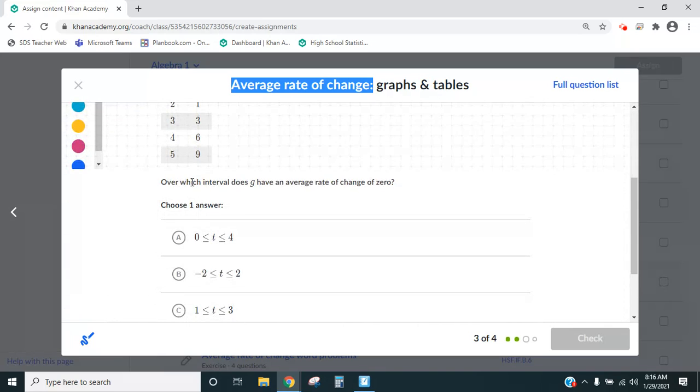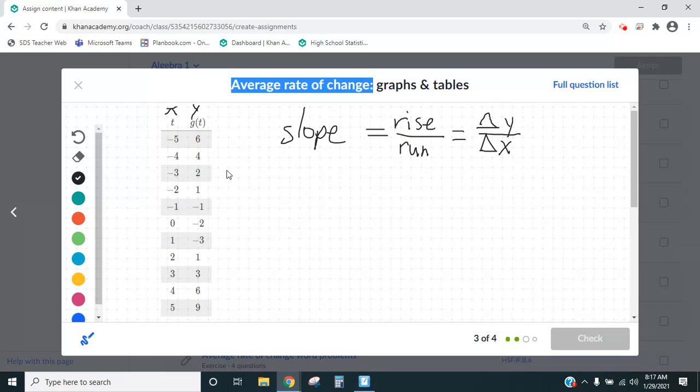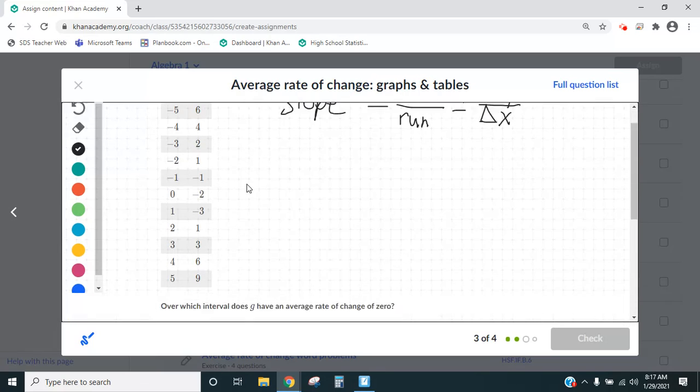Now, to the question. It says, over which interval, which means from what x to what x, between what two x's, does G have an average rate of change of 0? So between what 2 points on the graph is the change 0? One quick way to find 0 is just to look at different points that have something in common, right? If I see this has the same y coordinate as this, then that average change is 0, right? It might go down, might go back up, but eventually it's 0. All right, so let's look through this.